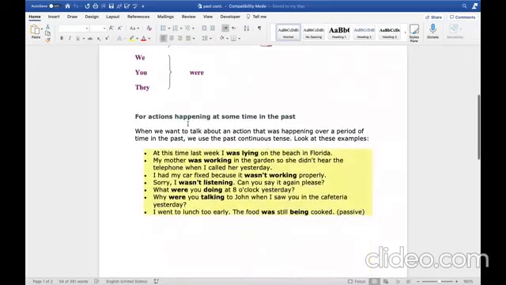We use it for actions happening at some time in the past, like at this time last week I was lying on the beach in Florida, or my mother was working in the garden, so she didn't hear the telephone when I called her yesterday. So here we have an action that took some time, and here is an action that interrupted it. We put it in the past simple.